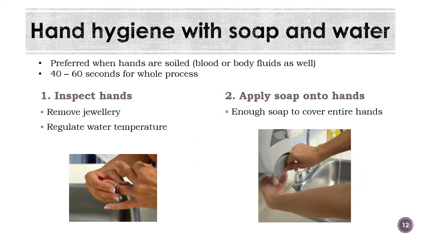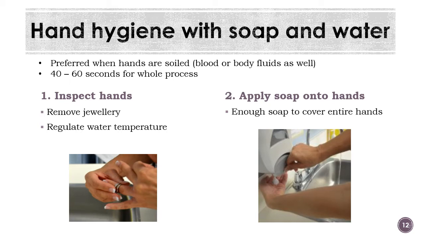So next we're going to look at hand hygiene with soap and water. This method is preferred when your hands are visibly soiled. So either they have come into contact with blood or body fluids, or you can see visible dirt on the hands. And this method is going to take between 40 to 60 seconds. So this means it is slightly longer than the previous method. And that means that you will have to spend 4 to 6 seconds on each of the steps.